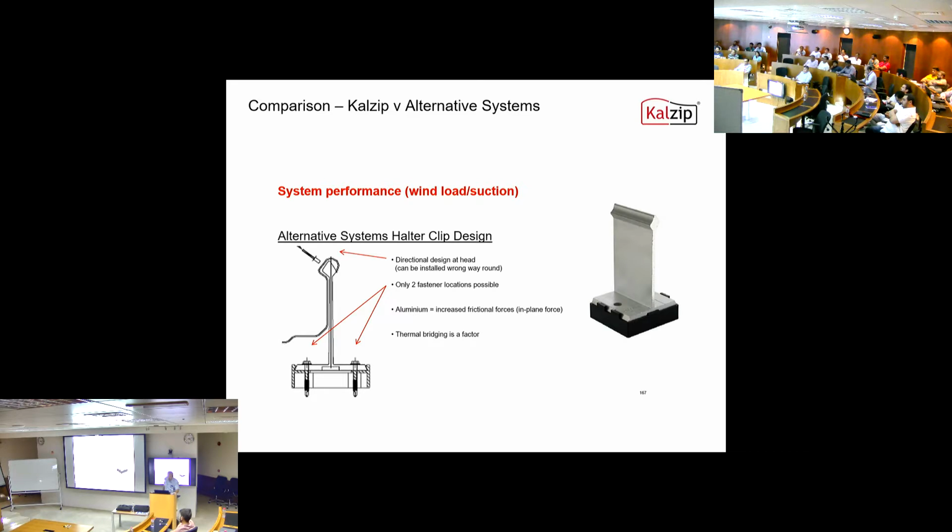This is a competitor's clip we've come across on occasion. As you can see, it's not symmetrical, it's directional. So the issue with this type of clip is you have to make sure it's installed in the right orientation. Also, the base of the clip only allows for 2 fasteners, so you might have to put your clips at closer centres because the capacity is exceeded. Also, it's aluminium, whereas we can use a polyamide clip, so it's beneficial for thermal bridging.